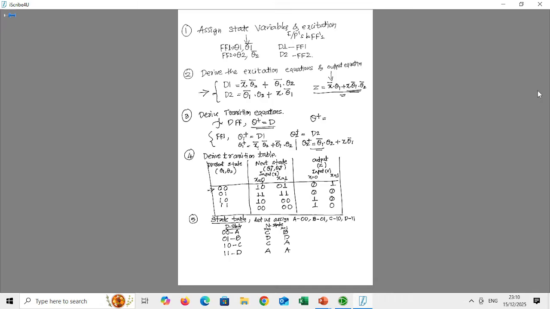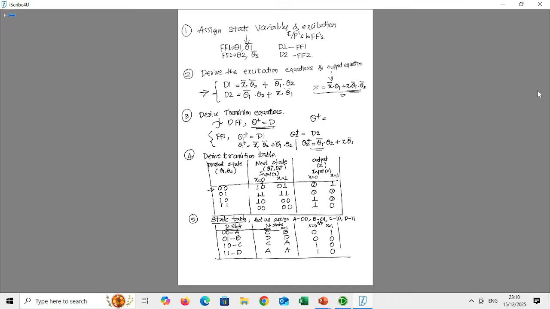Outputs will not change in the state table. Outputs will be the same way. I'll copy the outputs, for X equal to 0 and X equal to 1: 0, 1, 0, 0, 1, 0, and this is 1, 0. Now this table is called a state table. Here all the states are represented by alphanumeric symbols.